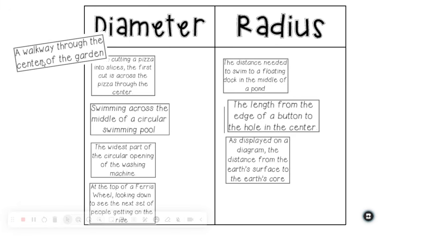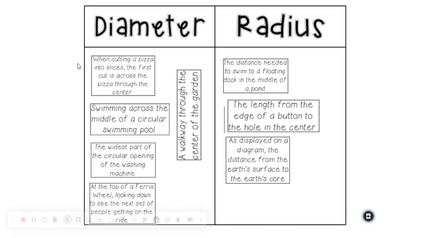A walkway through the center of the garden. We have key helpful words here, through the center. We have another diameter. If we are going through the center, it is an example of diameter.